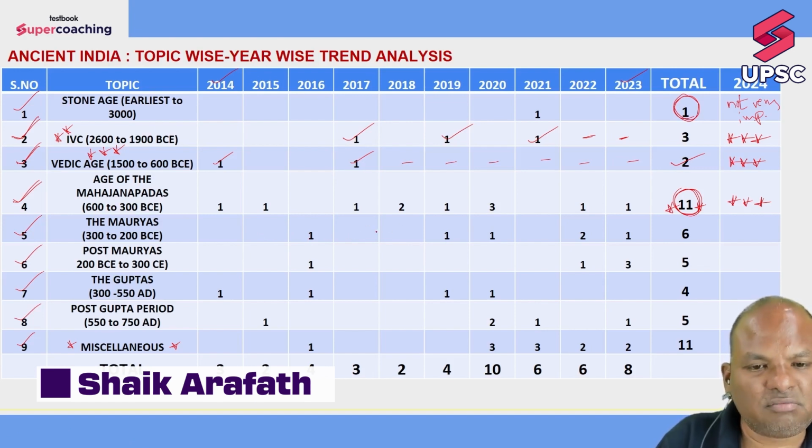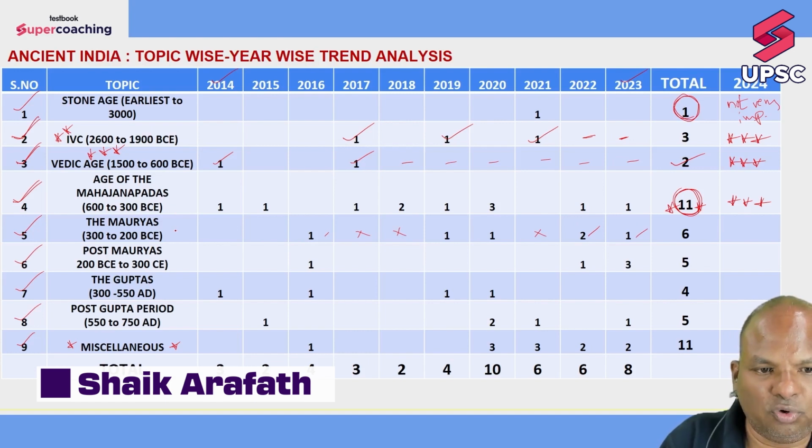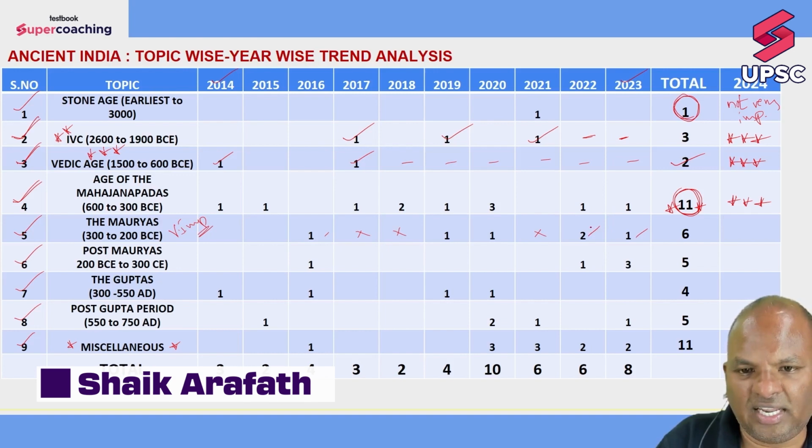You have questions in 1 year, then thereafter there was no question in these 2 years. Then thereafter we have questions for 2 years, then thereafter no question in 2021. Then there was a question in 2022, there was a question in 2023, and therefore, though Mauryas are very important, since there were questions being asked in the last 2 years, that is in 2022 and 23, I believe that though it is important from the overall perspective, the students may consider skipping this particular topic, this year examination.